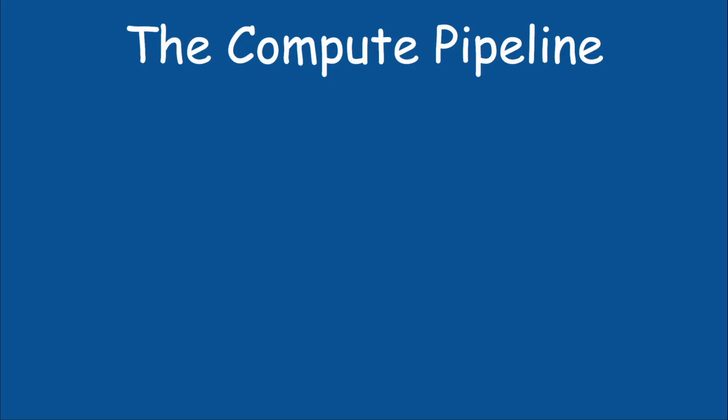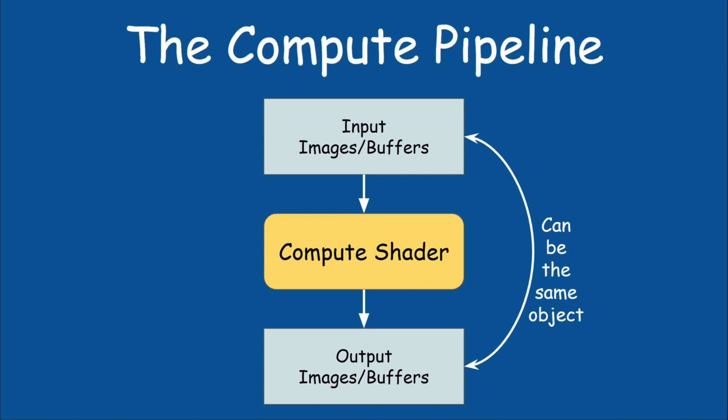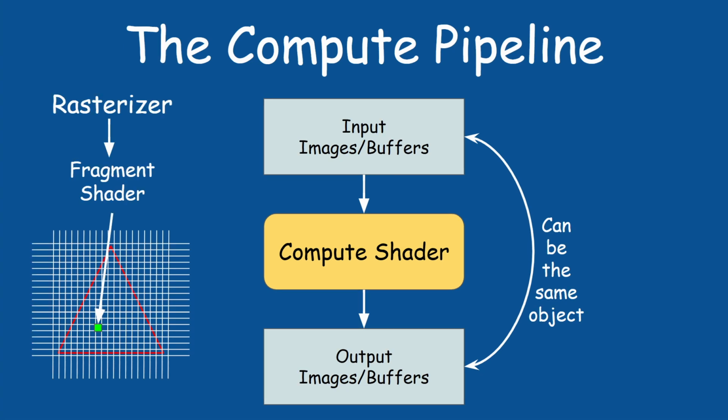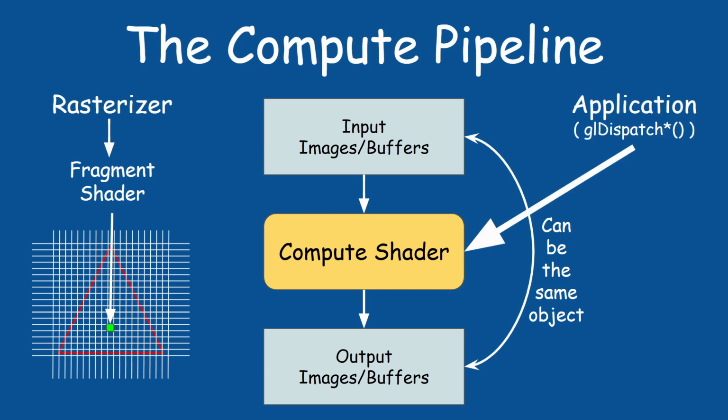The compute shader is part of an independent pipeline, which is separate from the graphics pipeline. The architecture of this compute pipeline is very simple. Boom, that's it! We have a single shader stage here. Unlike the fragment shader, which is executed as part of the interpolation of a triangle in the rasterizer, the compute shader is directly controlled by the application.